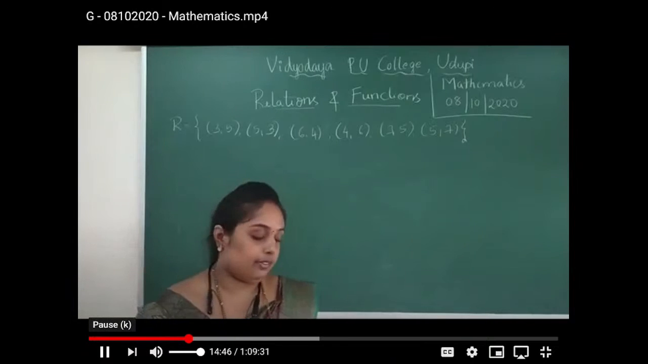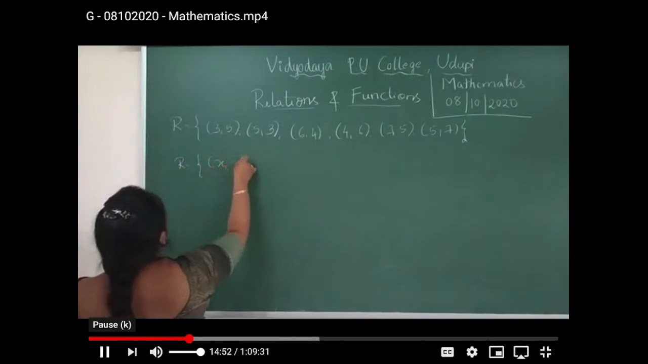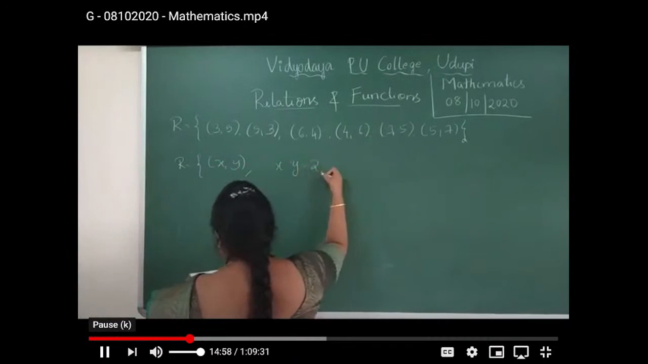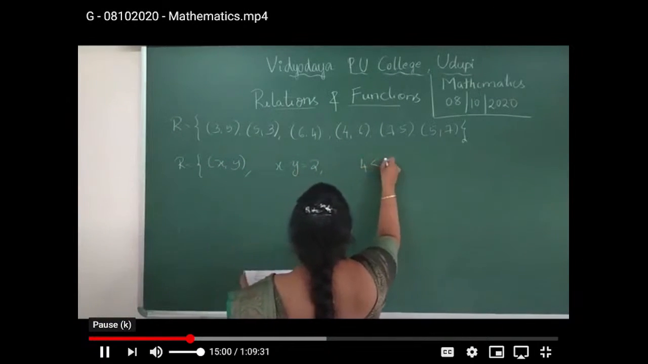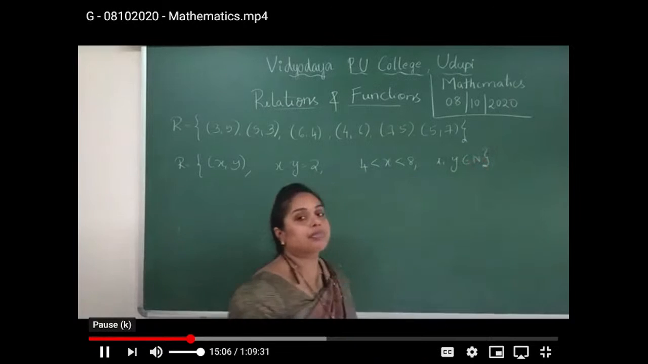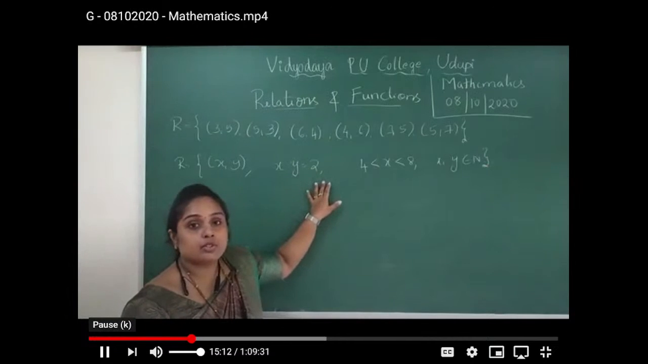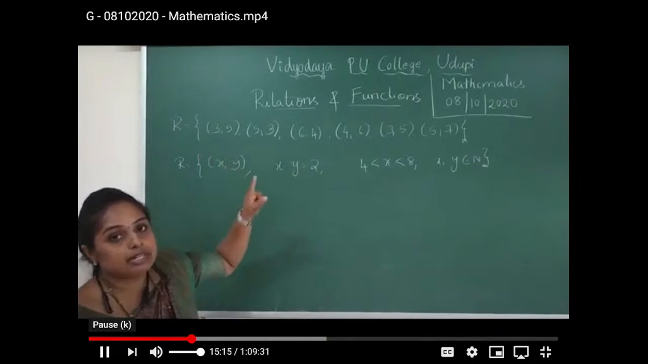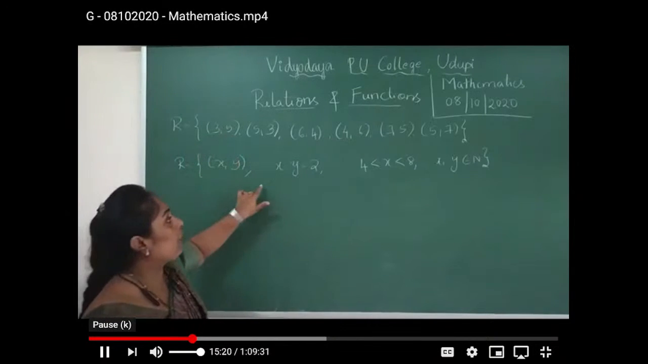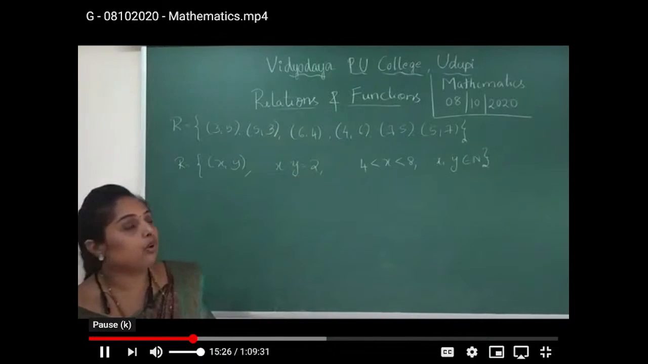Now look at the first option. R is equal to ordered pairs x comma y such that x minus y is equal to 2 and x is greater than 4, less than 8, x comma y belongs to natural numbers. Can I tell this option is correct? Look here, x minus y is 2. This is x, this is y: the first element is x, the second element is y. According to this relation, x minus y is plus 2. One example is enough to prove it's wrong.